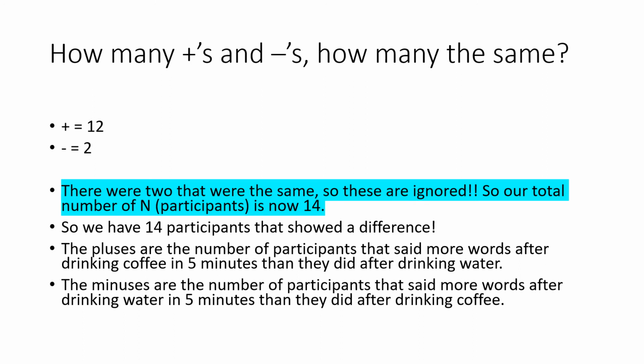Now also remember, I've said that there were 2 participants that scored exactly the same, so they are ignored. So our total number of N, now remember N, a capital N, is the number of participants, and that is now 14, not 16 anymore.